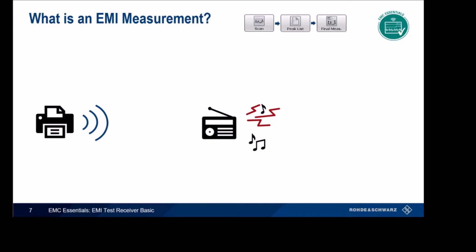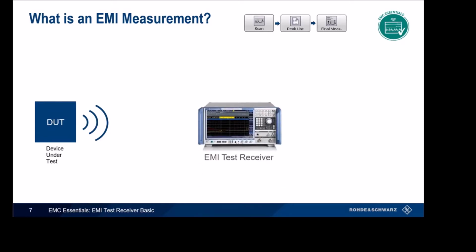Let's make this scenario look a little bit more like an EMI measurement setup. Let's replace the printer with a DUT, or device under test. Then let's replace the radio with a more consistent, accurate measuring device, the EMI test receiver. Now let's go through those original steps again.